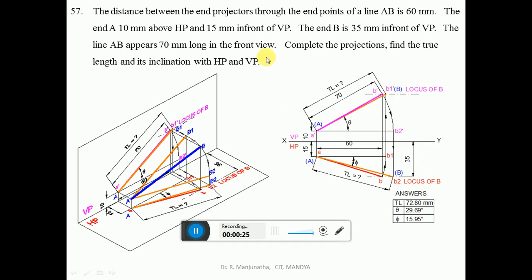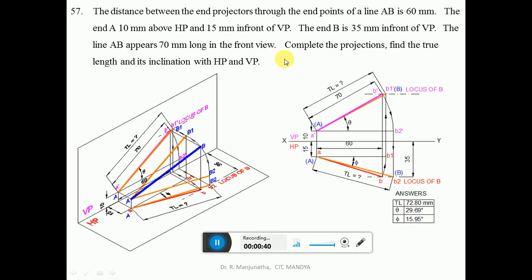So the end A is 10 mm above HP. When you look from the front view, we can see the distance 10 mm above HP, and when that point is projected onto the vertical plane, you are going to get it 10 mm above HP in the vertical plane. Similarly, 15 mm in front of VP will be seen in the top view, because this is the distance in front of VP in space. When projected, that point will lie on the horizontal plane. So you are going to get this as small a, and this distance will be the distance in front of VP.